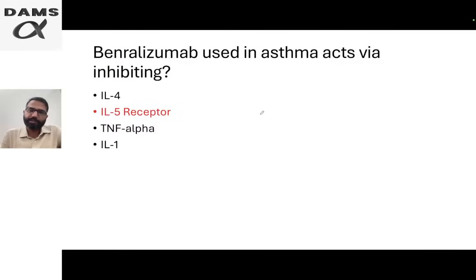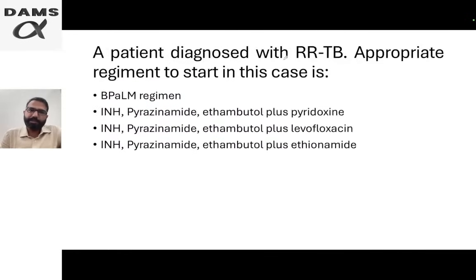Okay, let's see the next question. A patient diagnosed with rifampicin resistant TB. So बच्चे, interleukin 5 I gave the correct answer. For rifampicin resistant TB, the appropriate regimen to start in this case: whether rifampicin resistance, in India we always treat it like MDR TB. So give the MDR TB regimen. What is the MDR TB regimen we use in this case?